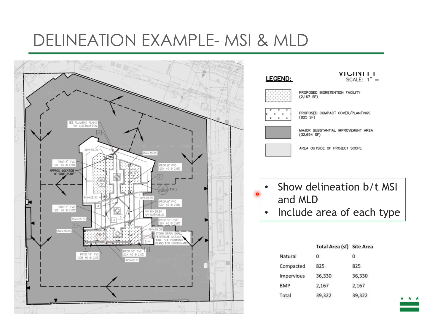Also included here are land cover types, which really only applies to major land disturbing activity. They show the 825 square feet of compacted cover as this grass hatching, and also 2,165 square feet of bioretention as this hatching. And then everything else is impervious.